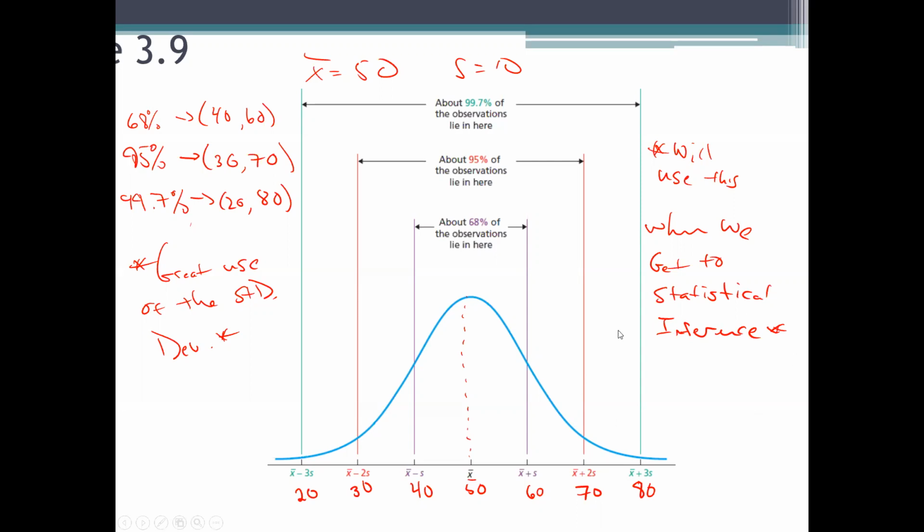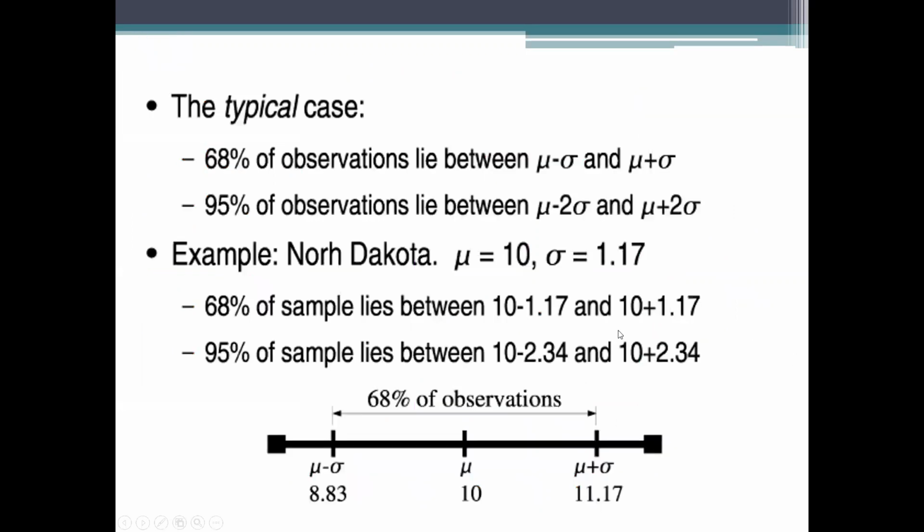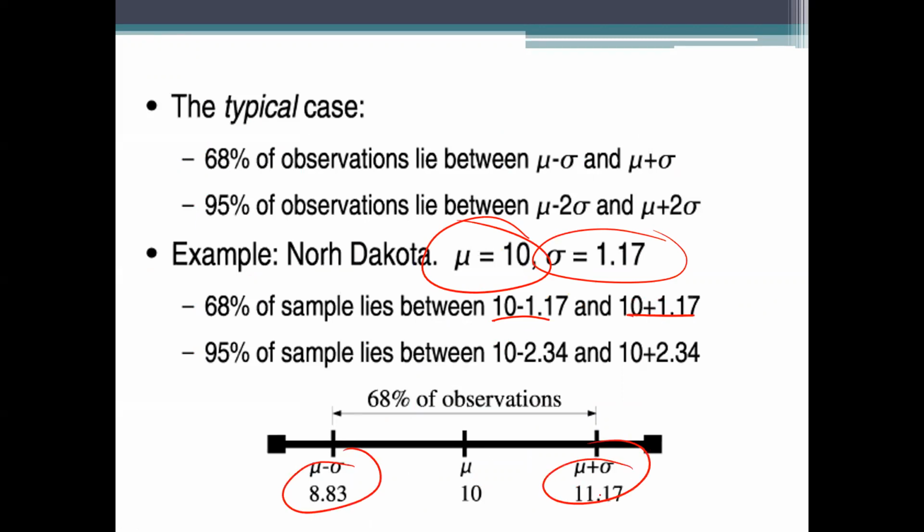But here's just another quick example of this using some of the values that we got from the North Dakota data, right? So the mean was 10, the standard deviation was 1.17, okay? If you subtract 1 standard deviation on each side, you'll get 8.83. If you add 1 standard deviation, you'll get 11.17. And you'd be able to say something like 68% of observations fall between those two numbers.